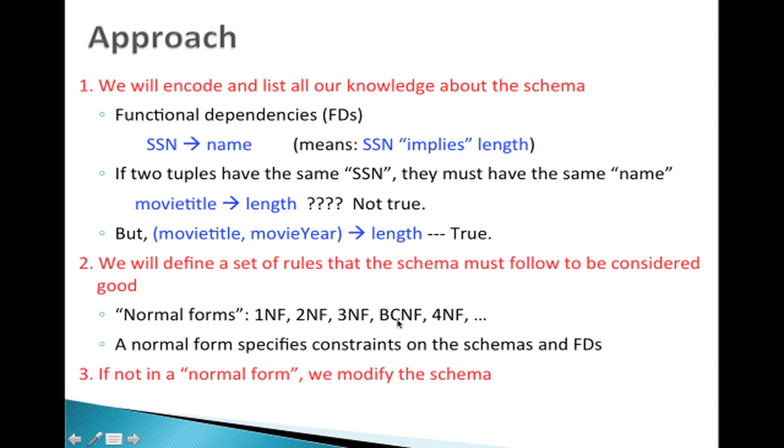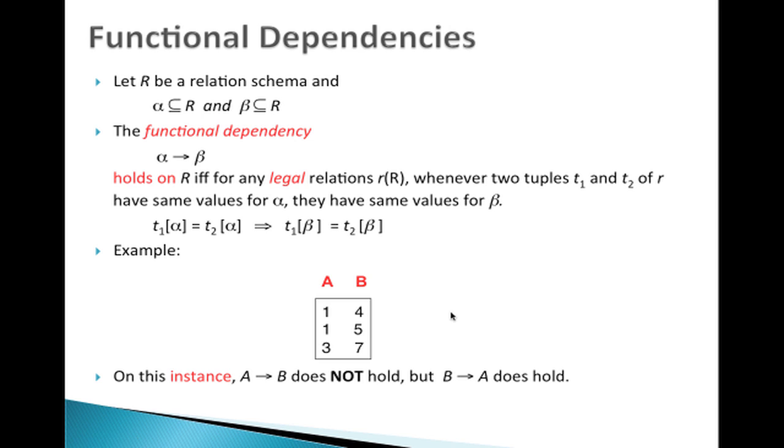So a schema that is in BCNF is also in 3NF. Schema that is in 3NF is also in 2NF. We won't really talk about 2NF, and we'll briefly discuss 4NF at the end. Okay. Basics of functional dependency.